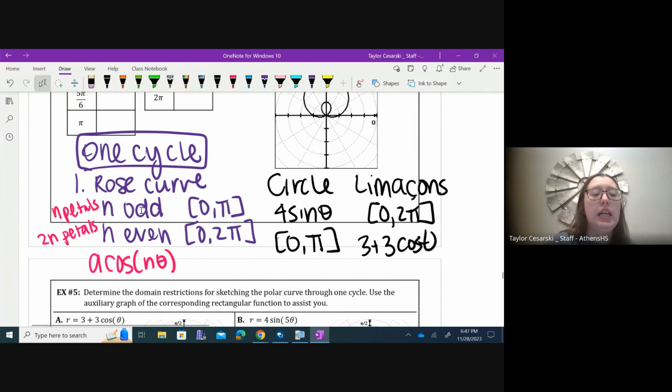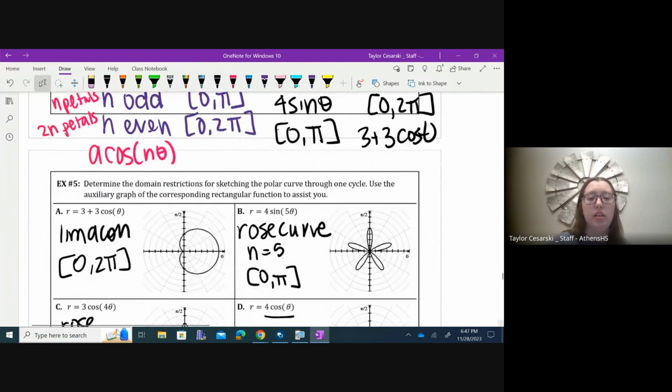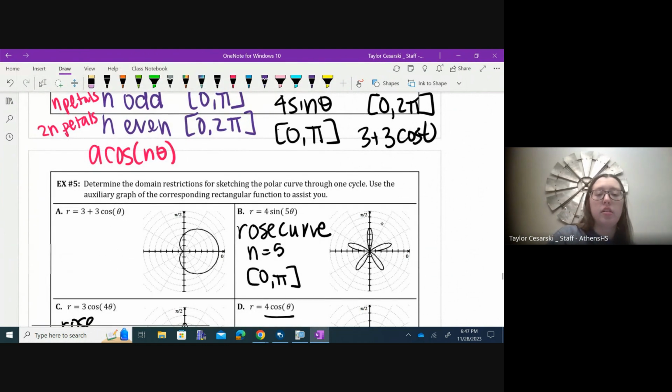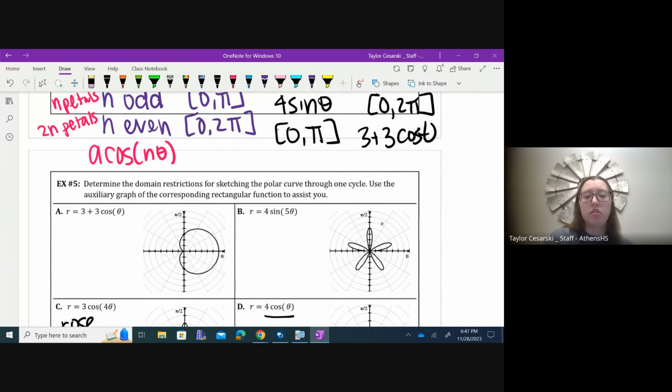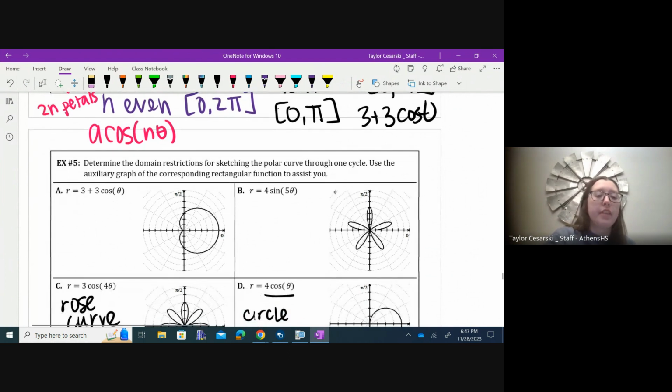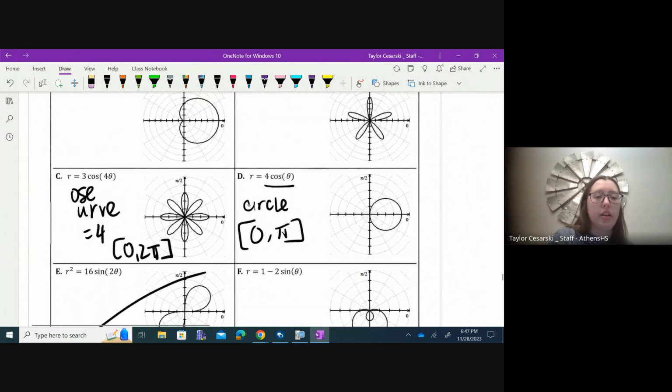So let's look at something like this. I said I was going to try and remember to erase these, but I didn't. Don't look at the answers. While I'm erasing this, go get your calculator in front of you if you don't already have it in front of you.